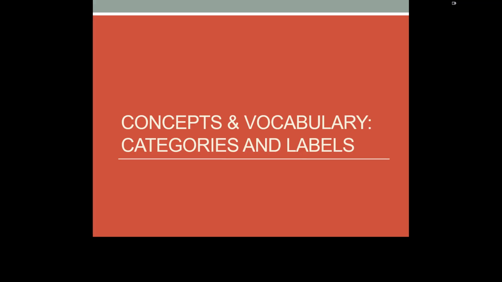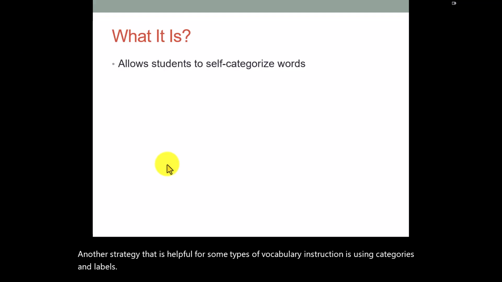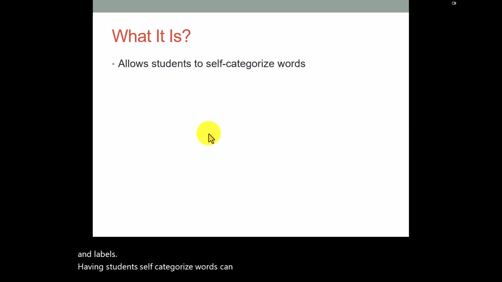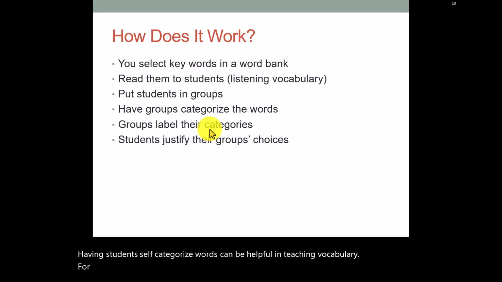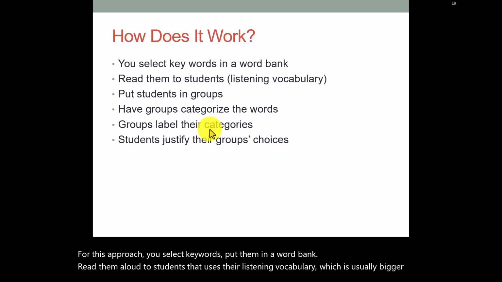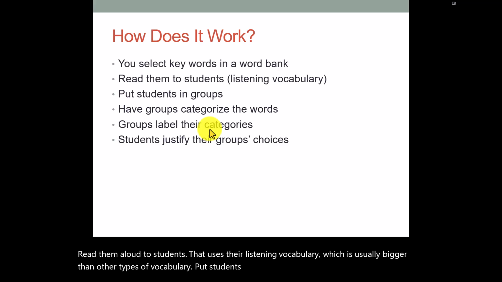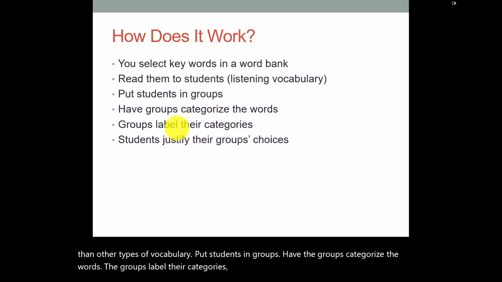Another strategy that is helpful for some types of vocabulary instruction is using categories and labels. Having students self-categorize words can be helpful in teaching vocabulary. For this approach, you select keywords, put them in a word bank, read them aloud to students. That uses their listening vocabulary, which is usually bigger than other types of vocabulary. Put students in groups, have the groups categorize the words. The groups label their categories and justify the choices that they made.